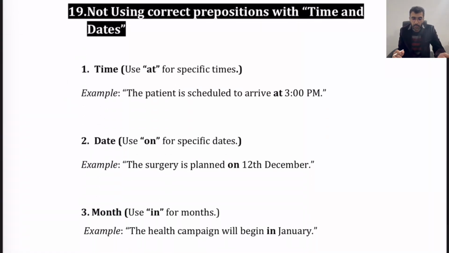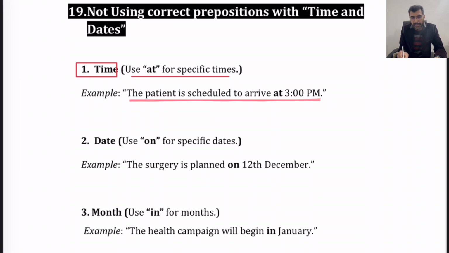The 19th most common mistake is not using the correct preposition with time and date. When we are writing an OET letter, we need to use time, date, weeks, month, year, everything. So we need to use the correct preposition. For time, the correct preposition is at. The patient is scheduled to arrive at 3 p.m.